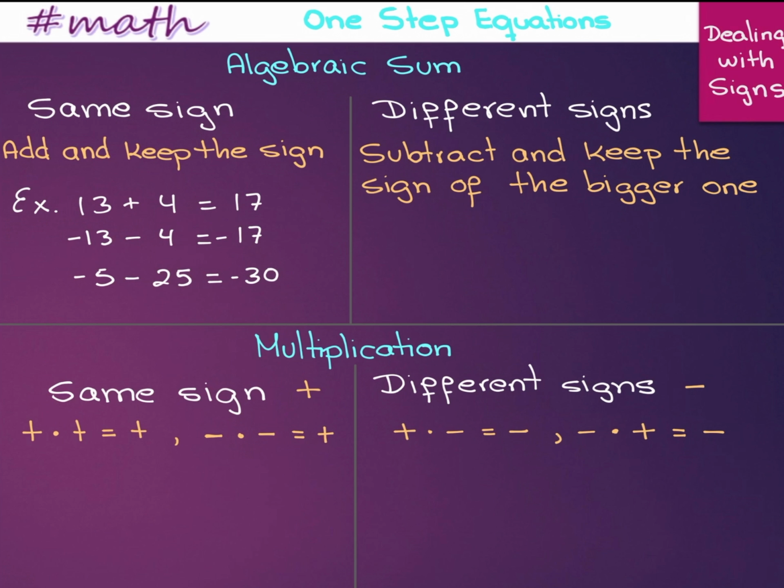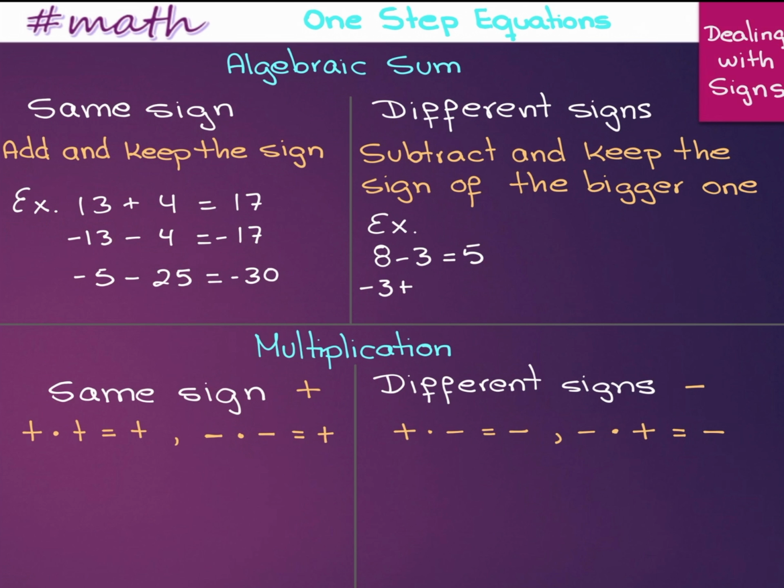The next case is when we're adding numbers and they have different signs. In that case, we subtract the two numbers and keep the sign of the larger or the bigger one. For example, 8 minus 3, obviously 5. You subtract. The bigger one is 8, so the answer is positive.